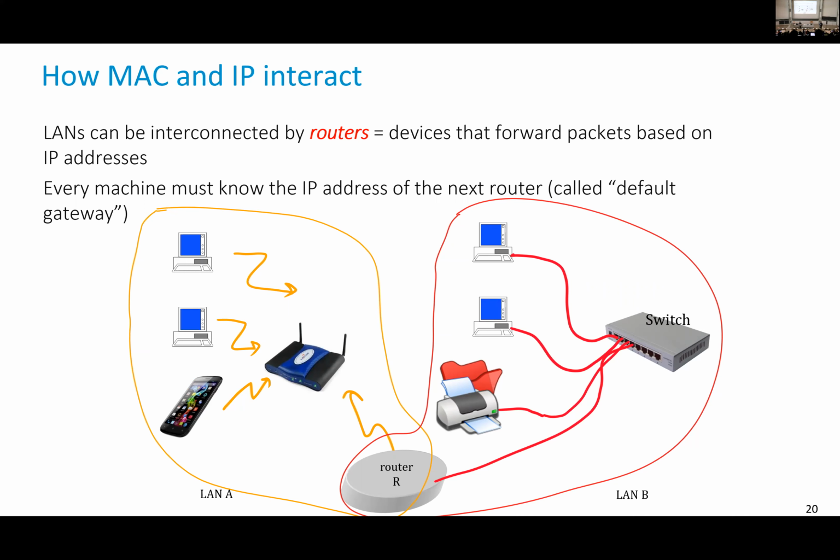But in the concept of computer networks, it means something much more specific. A local area network means a set of devices that are able to communicate at the MAC layer by just knowing the MAC addresses of each other. So all the things on the right constitute one local area network, LAN B. Because if the MAC on the top sends a packet to the printer, the only thing that each needs to know is their MAC addresses.